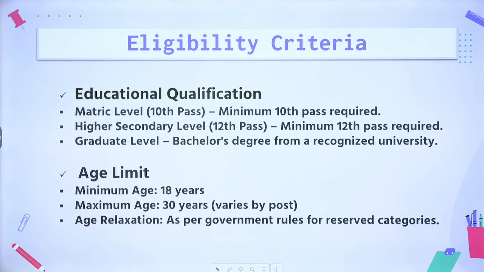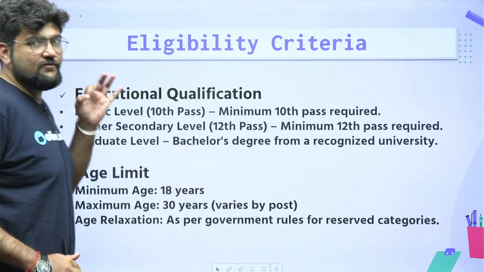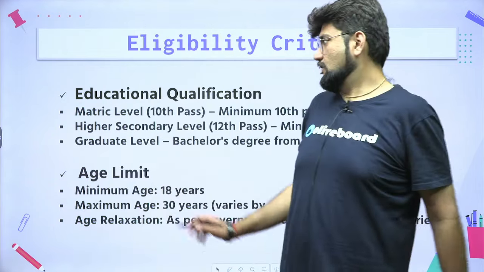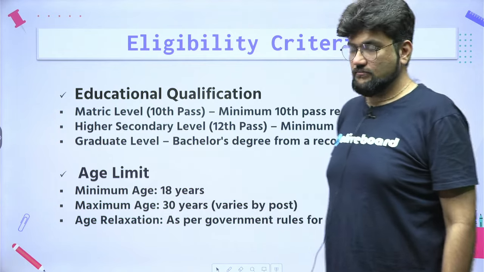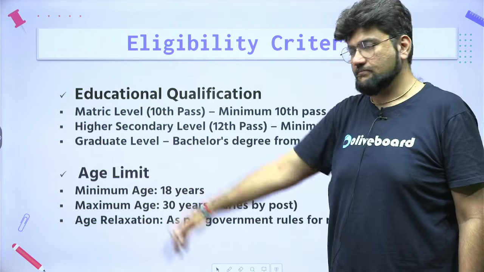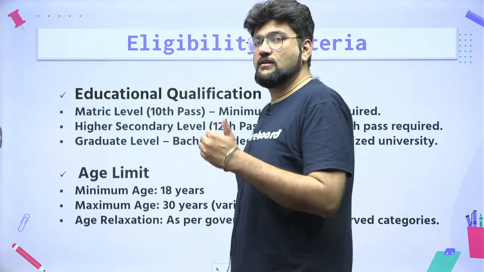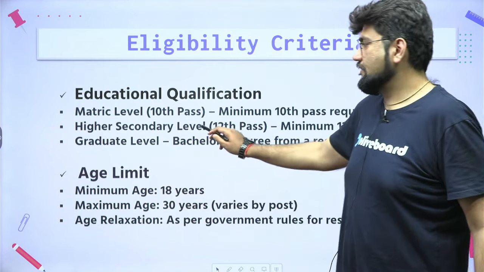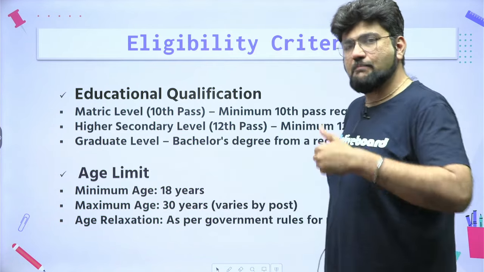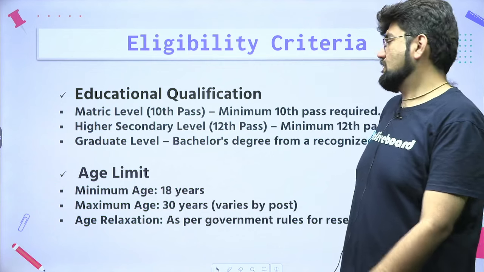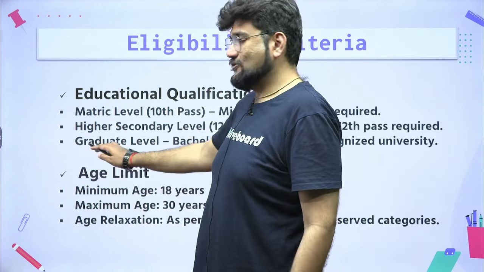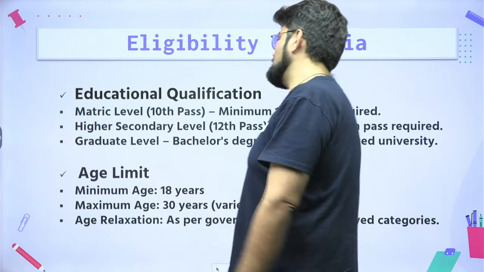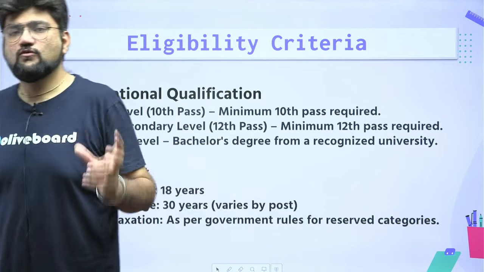Okay. Now, what are the eligibility criteria? As I told you, there are 3 different types of examinations. For students who have cleared their 10th standard examination, there is a matriculation level examination, which is at par with your MTS exam. For students who have cleared their class 12th, that is 10 plus 2, there is a higher secondary level examination, which is at par with the SSC CHSL examination. And for students who are graduates, they have a graduate level examination, which is at par with the SSC CGL examination. Post wise, you will have to choose your exam.